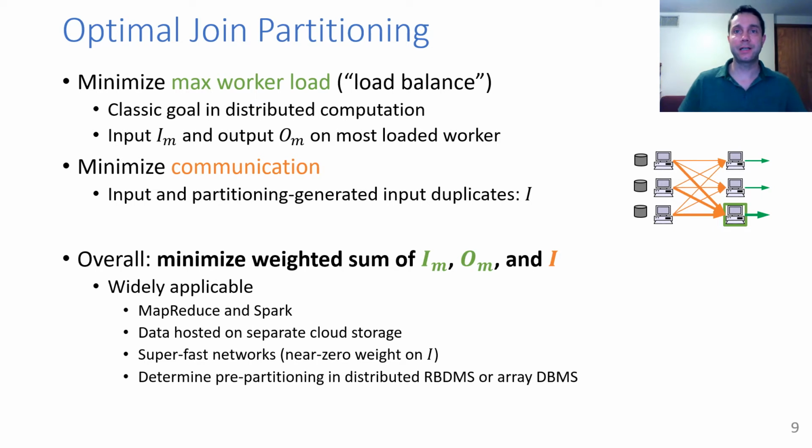This is a very widely applicable model. For instance, it applies to any MapReduce and Spark computation where data is shuffled between machines. It also applies when data is hosted on a separate cloud storage like S3 and has to be moved to the compute cluster. For superfast networks, we can simply set the weight on the I-term to 0. And we can similarly use this also to optimize the partitioning of an array in an array DBMS.